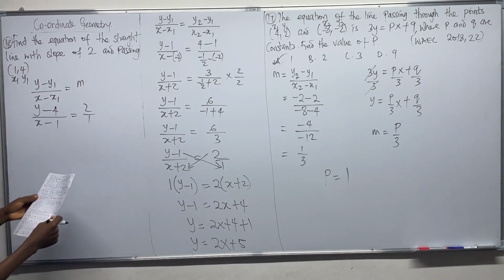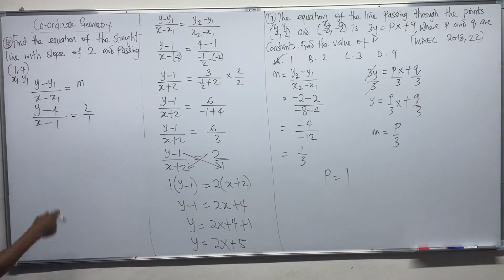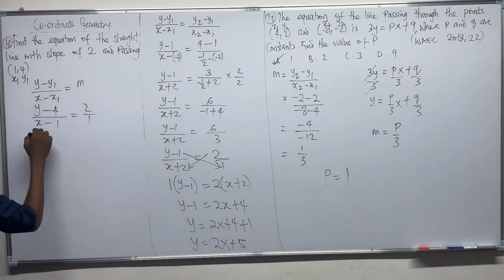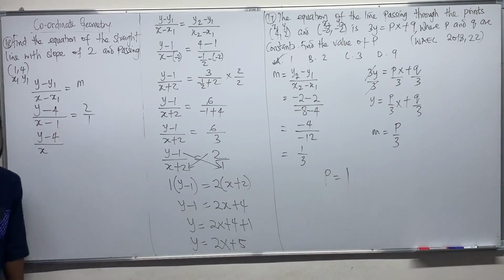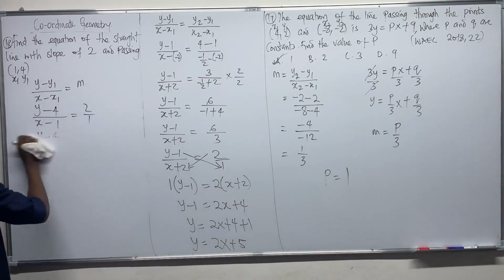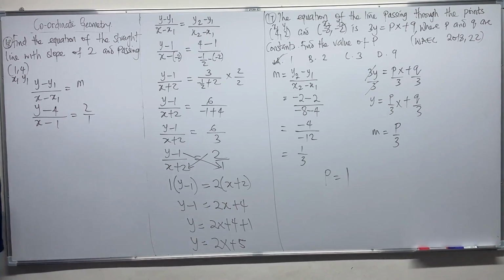I didn't even put the options for this. It's fine. It's still the same thing. So this is y minus 4 divided by x. I can just cross multiply. Oh, God. Let me not use so much time.